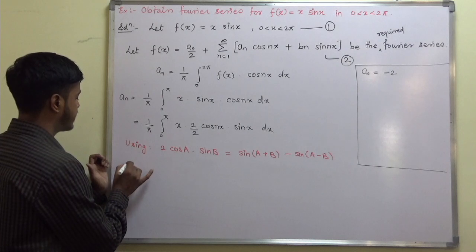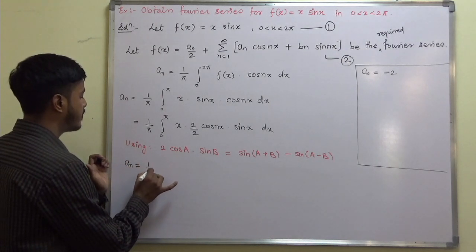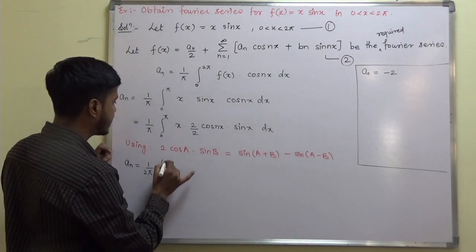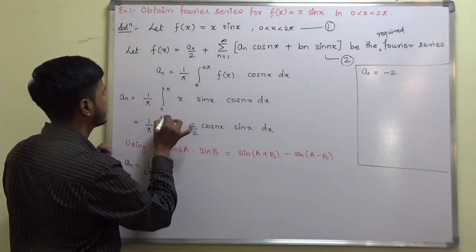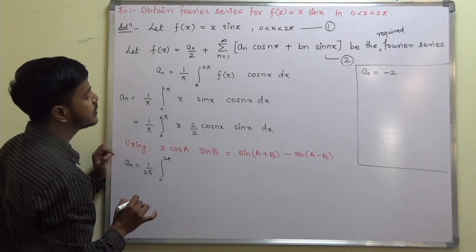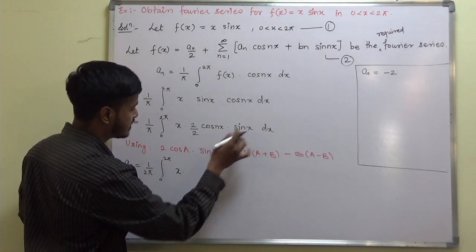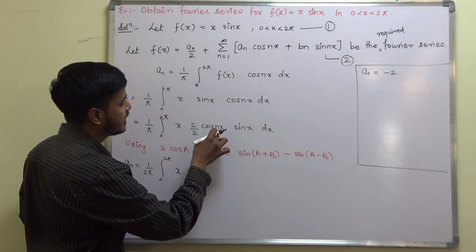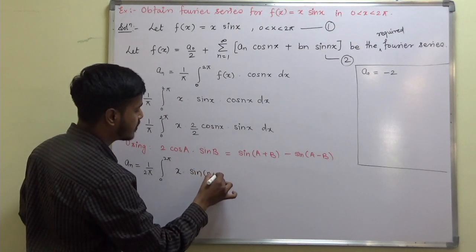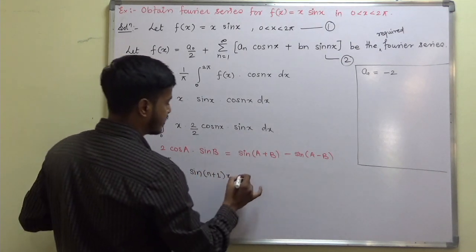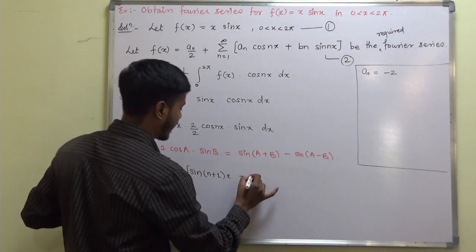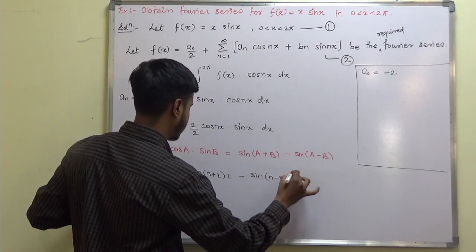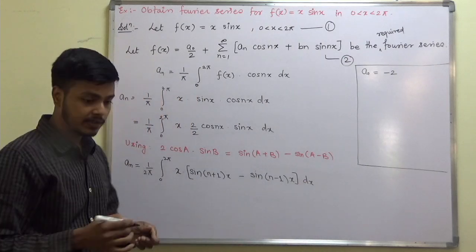So an is equal to 1 by pi. You can take this 2 outside, so 1 by 2 pi, and applying the formula, integration 0 to 2 pi x into, this is sin A plus B, so sin n x plus x, so sin n plus 1 x, minus sin n minus 1 x dx. Simple.